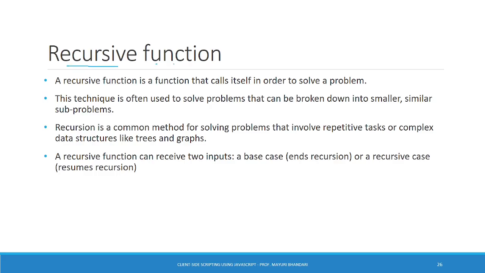Next we are going to see recursive functions. Recursive functions are functions that call themselves. This technique is used to solve problems that can be broken down into smaller and similar subproblems. Recursion is a very common method for solving problems that involve repetitive tasks or complex data structures like trees or graphs. A recursive function has two parts. One is a base case which ends the recursion, and another is the recursive case which repeatedly calls and resumes the recursion.